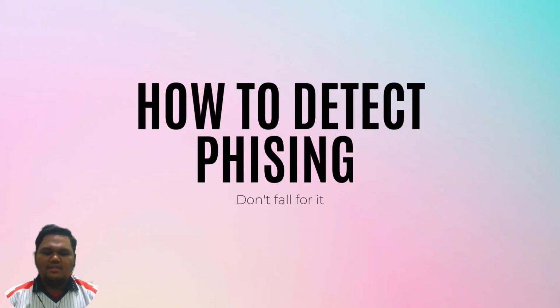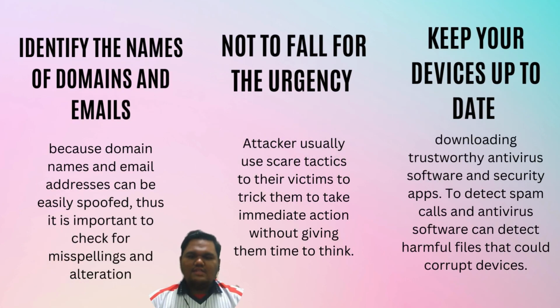How to detect phishing? The first step is to identify the names of domains and emails. This is because domain names and email addresses can be easily spoofed. Thus, it is important to check for misspellings and alterations.